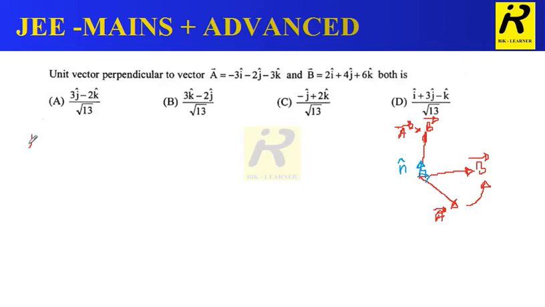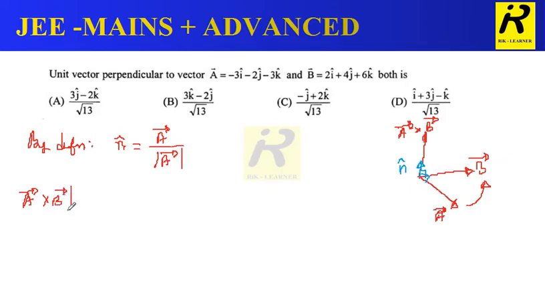By the definition of unit vector, how do we actually define the unit vector? A unit vector is nothing but vector A divided by its magnitude. This is the definition of any unit vector. So I am simply using this technique to identify the unit vector in this direction. So what is A cross B? That is to be found first.